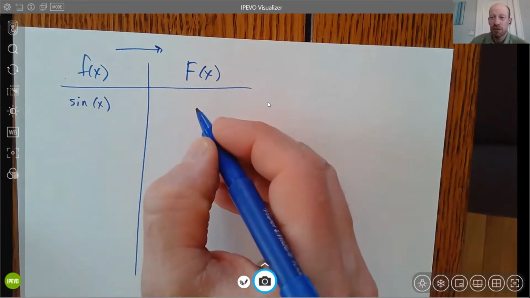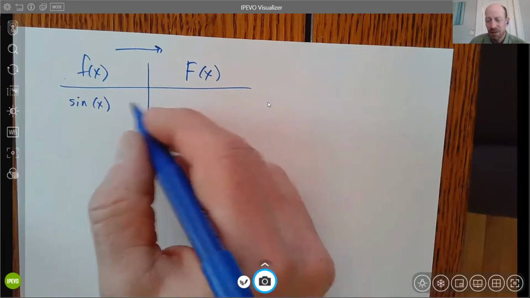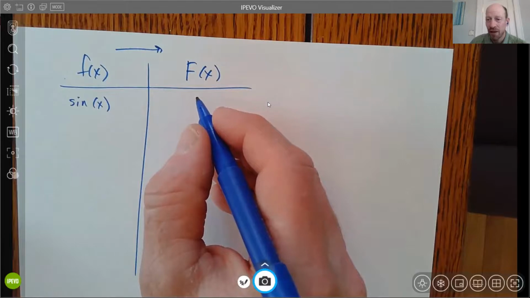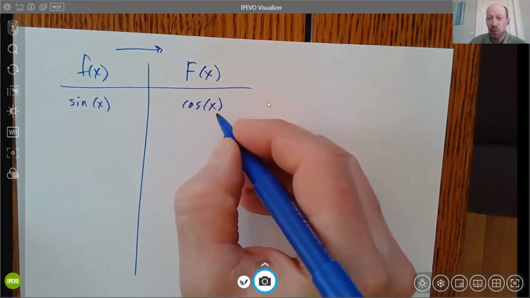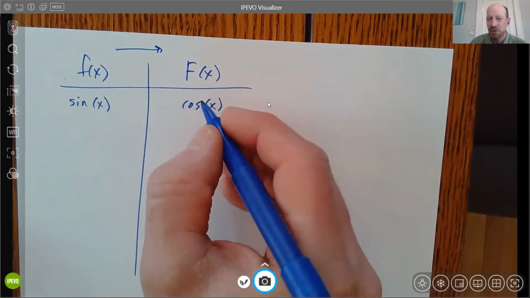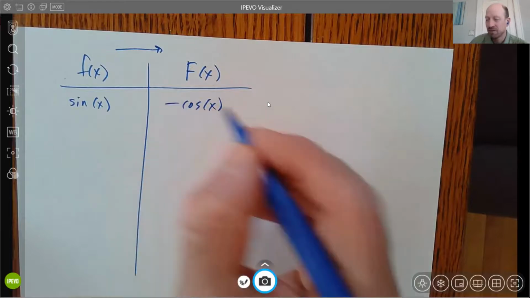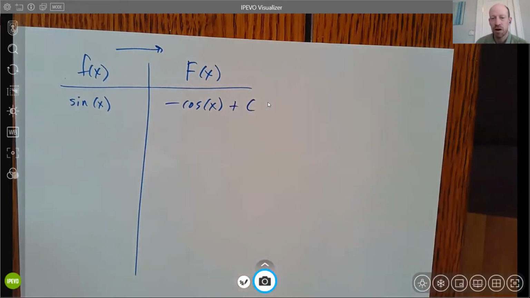What's the antiderivative of sine? So this is where, I guess my hope would be you'd say, oh, that's cosine. But then you'd say, wait a second, when I take the derivative of cosine, I don't quite get sine, right? The derivative of cosine is negative sine. So let's adjust it, right, and make sure it works. And then let's also remember our constant, our plus c.